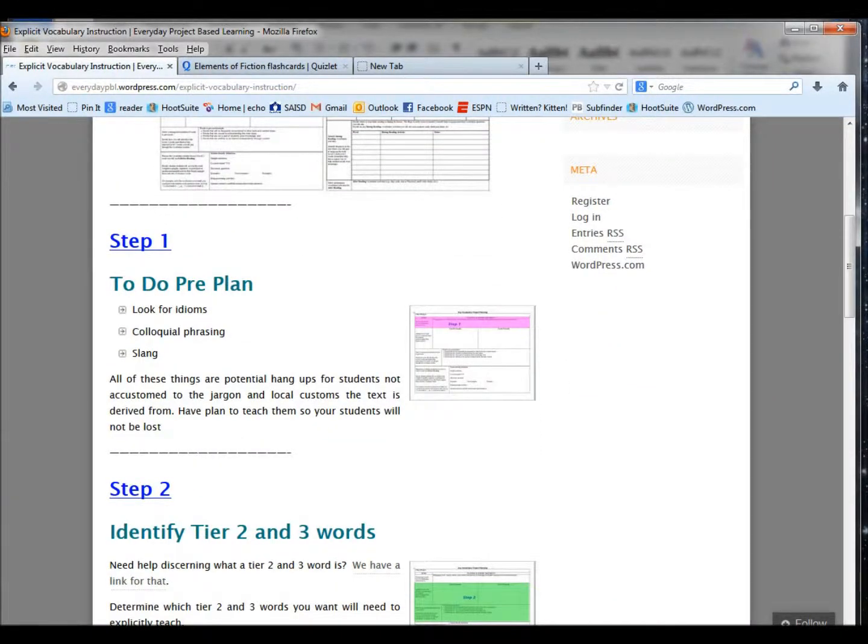Step one is a pre-plan, and what you're going to be looking at is all the resources you're going to be giving your students: books, magazine articles, textbooks. You're going to be looking for idioms, colloquial phrasing, and slang. Those are figures of speech or colloquial sayings that we don't necessarily use anymore, or even regional slang. The reason why this is important is because individuals that are not in that culture may not understand that phrasing, and so you want to have a mechanism in place to teach that.